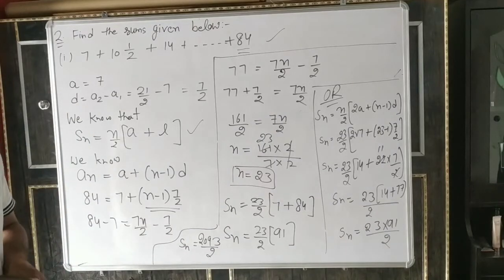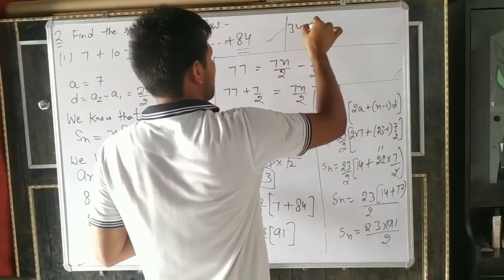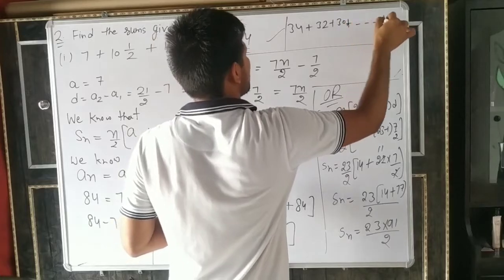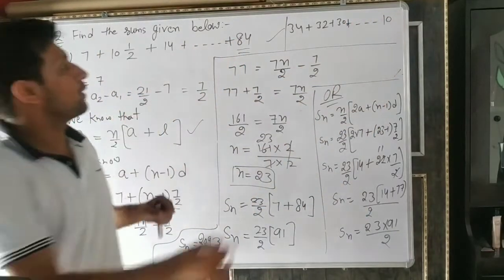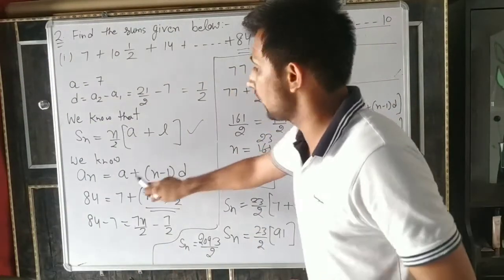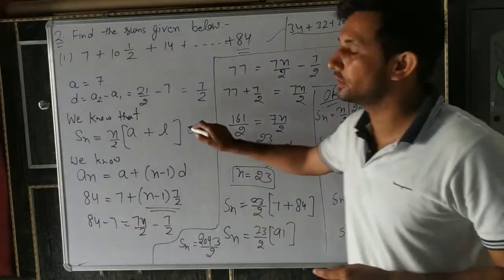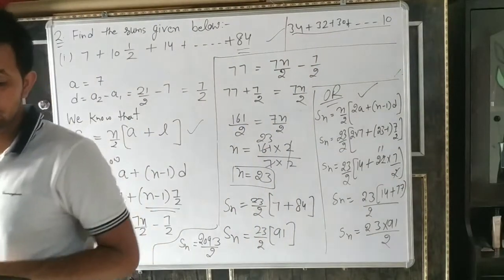In the second part, what is given? 34 plus 32 plus 30 and so on, plus 10. So it means L is 10, given. So first we will find by this formula how many n. Then we will use either this formula or this one, any one formula. Understand it? Note it down please. Now next question.